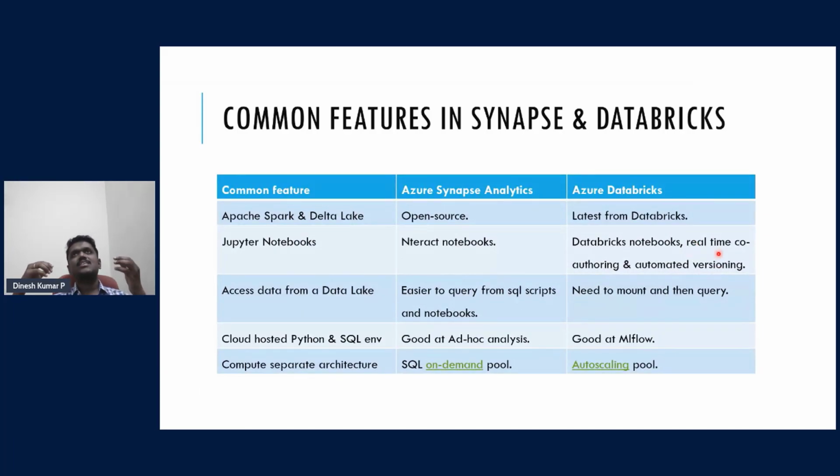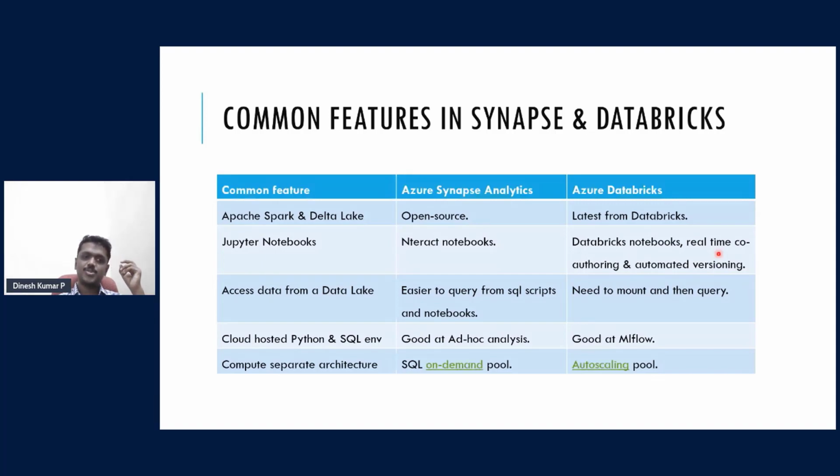Real-time co-authoring is simply this: if I open a Microsoft Word document, another person can also open the same document. Simultaneously, my changes will be visible to that person, and that person's changes will be visible to me, right? So that's what I call real-time co-authoring. Both of us can see. And automated versioning: the versioning happens for every change or every save I make on a Jupyter notebook. So I can always easily backtrack to a previous version when something is not fine.